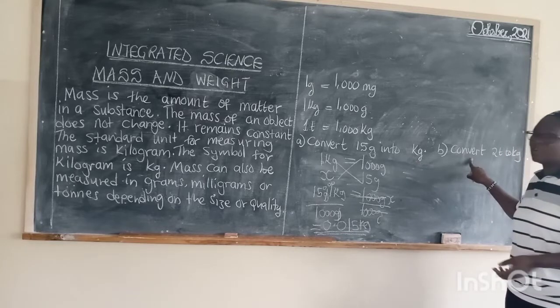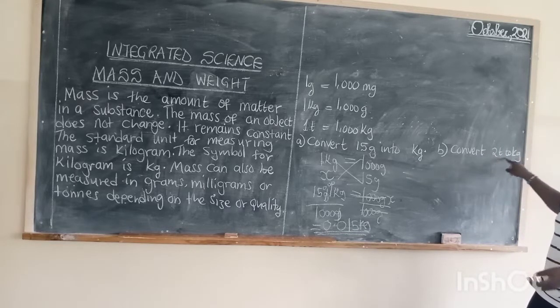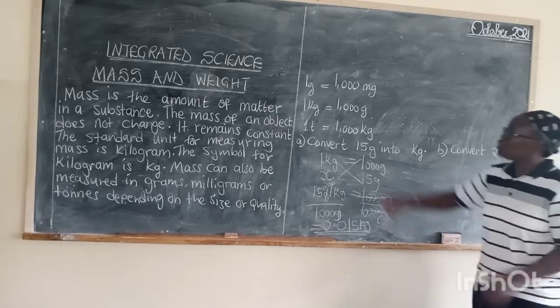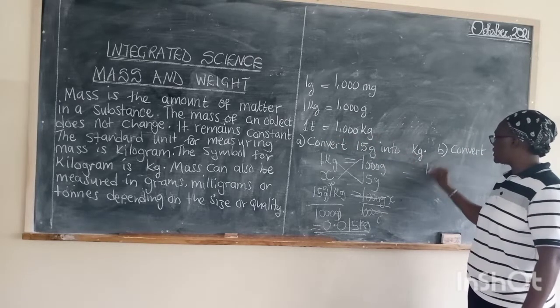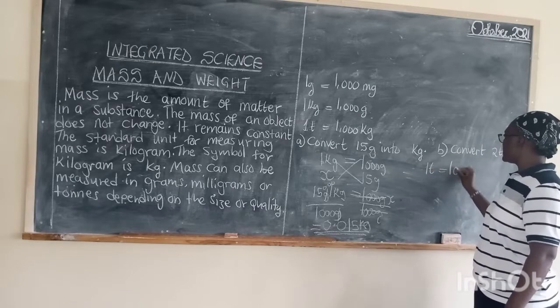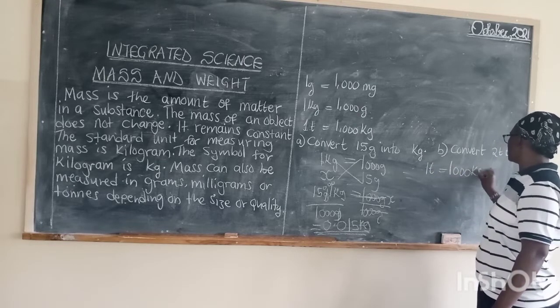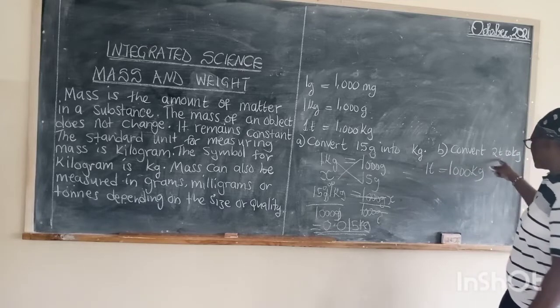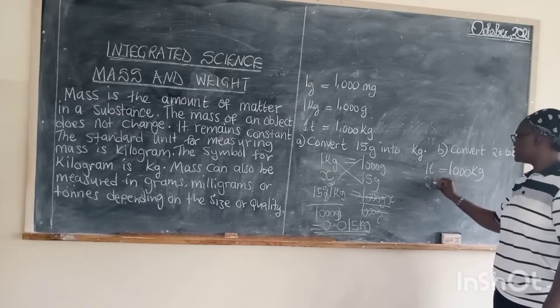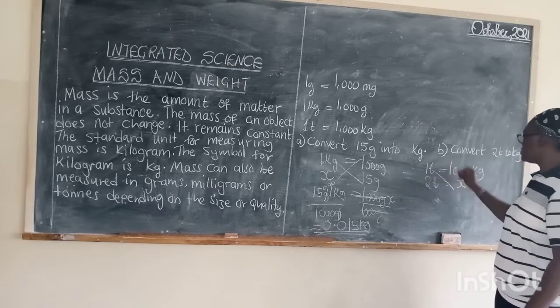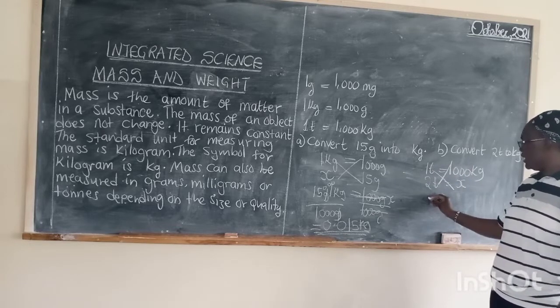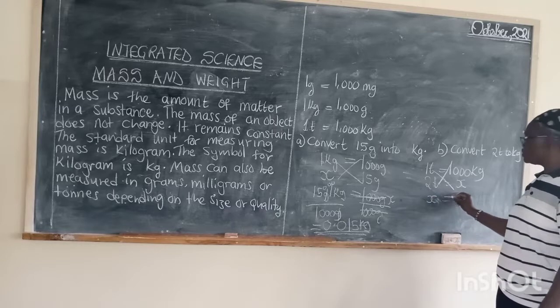Very good. We have another question. Convert 2 tons to kg. So 1 ton is equal to 1000 kg. We write 1 ton is equal to 1000 kg. So what about 2 tons? Because this is the one they have asked us. Is equal to x. So we also must multiply. This one goes like that.